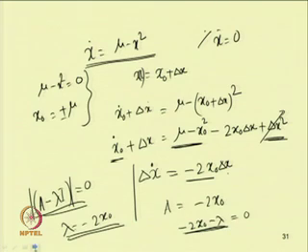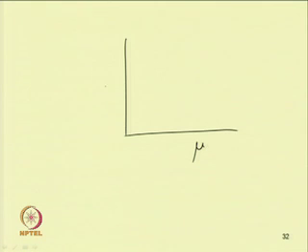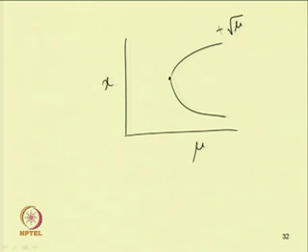Now we have seen that we have two solutions. This is mu, this is x. We have these two solutions. Corresponding to this point, x equal to 0. Now let us take this as plus root mu, and this becomes minus root mu.